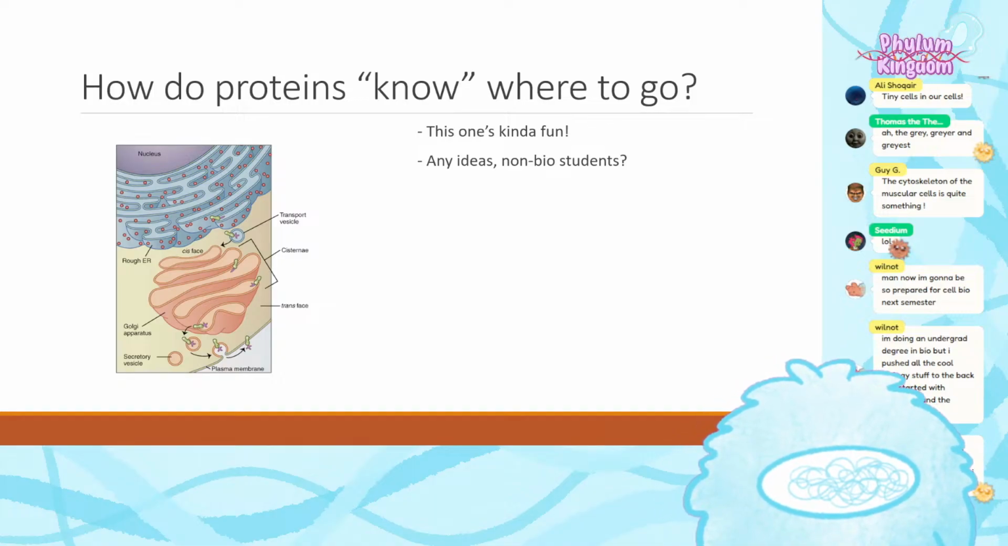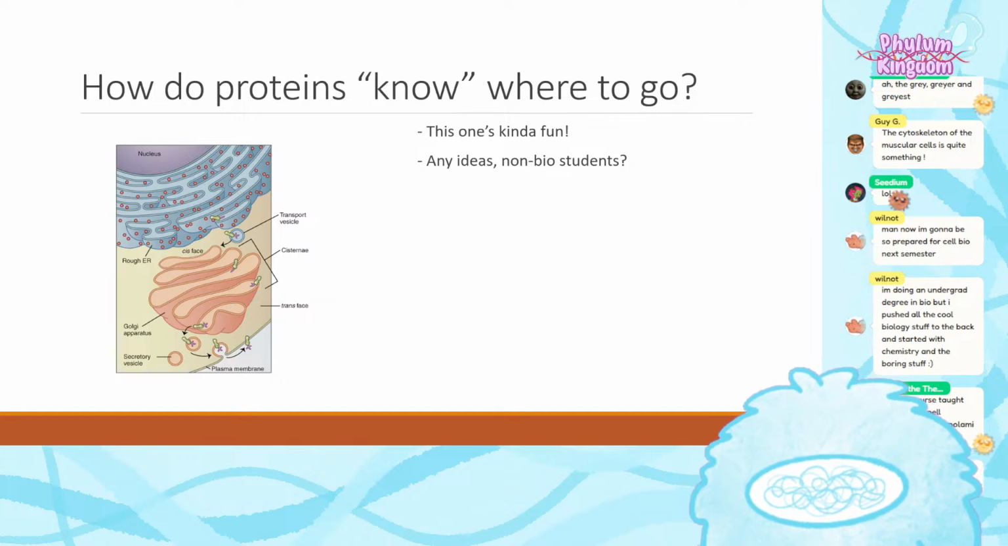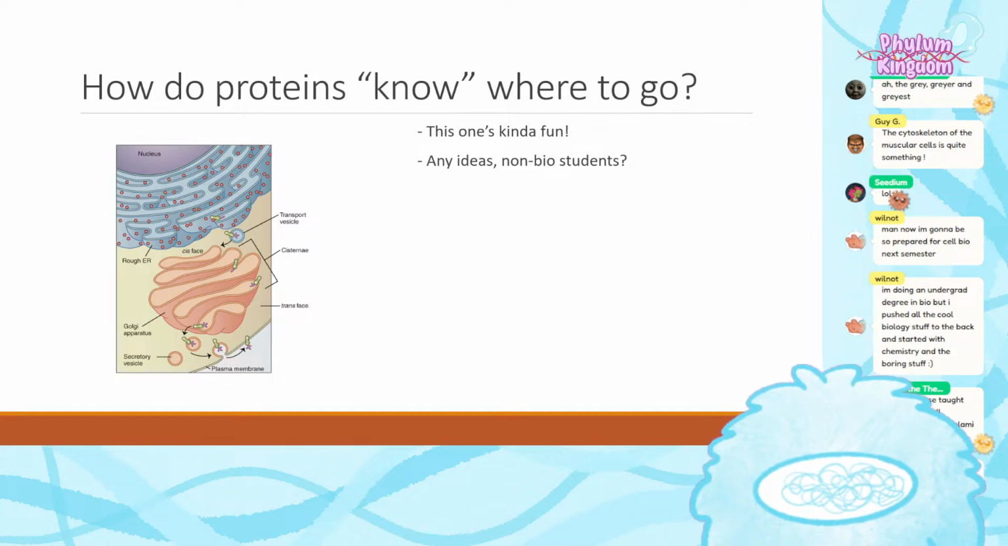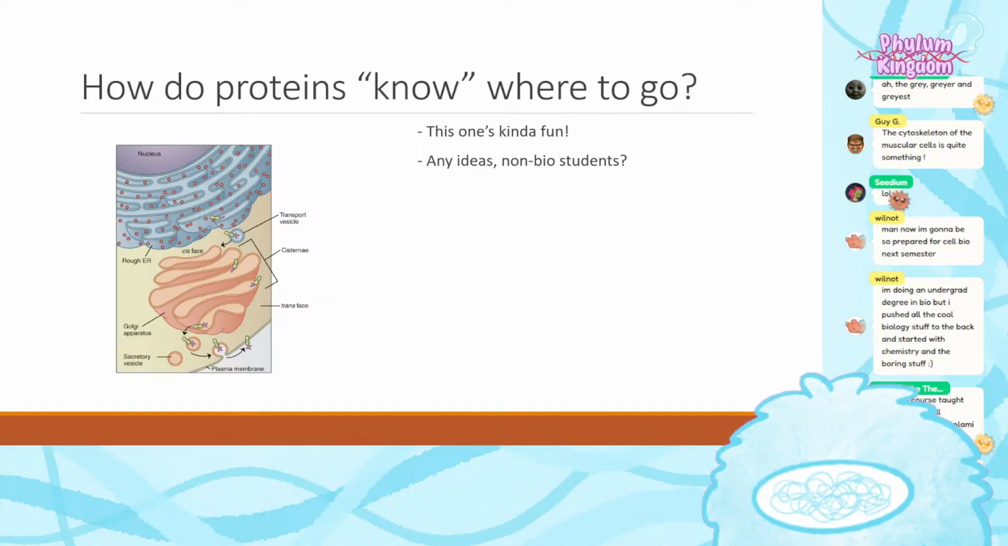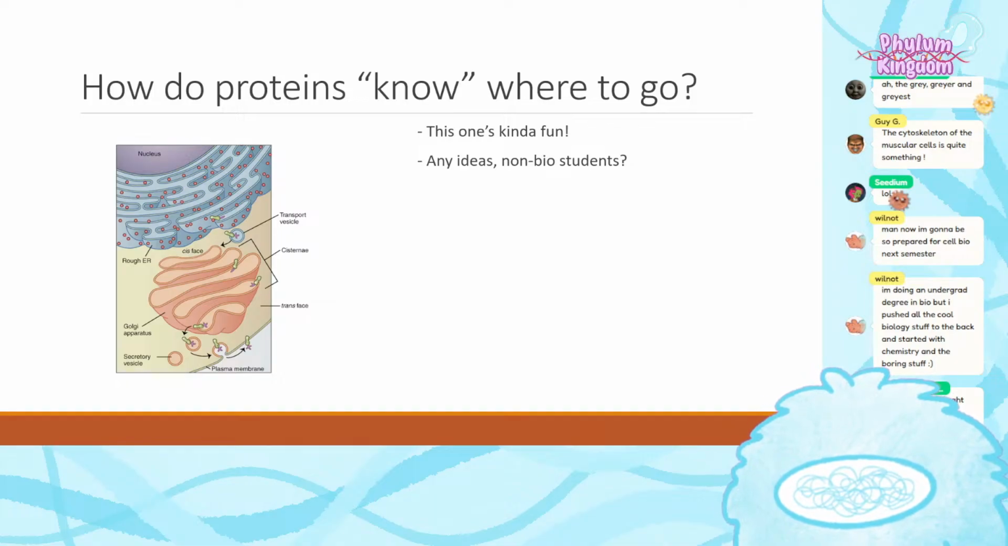So how does a protein know where to go, right? We know that proteins have to have some kind of information, or there has to be some information encoded somewhere in this cell that enables a protein to understand where it should be. So how does that happen?